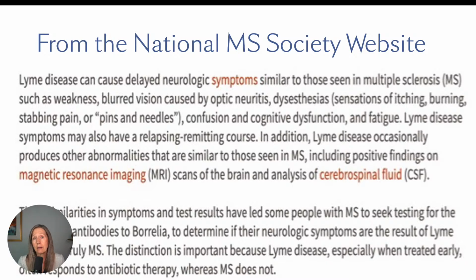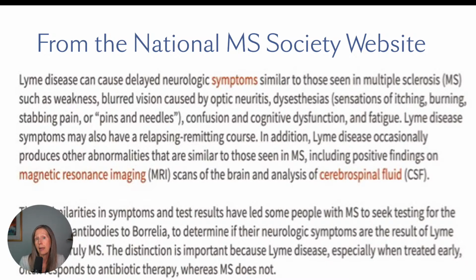Dr. Alan MacDonald found it, but there's more to it. It's not just Borrelia that's a problem. But the MS Society has gone out of their way to try to make people think that, oh, no, MS is very different. It's not the same. Don't go there. So what they shared is that Lyme disease can cause neurological symptoms similar to those seen in multiple sclerosis, such as weakness, blurred vision caused by optic neuritis, sensations like itching and burning and stabbing pains, pins and needles, confusion, cognitive dysfunction, fatigue. Lyme disease symptoms can also be relapsing remitting.